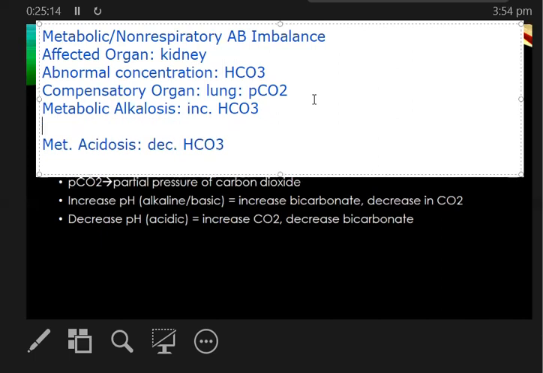What would be the response of the body? The response will come from your lungs. Since it is alkalosis, do you need carbon dioxide? Yes, of course. So the response is to conserve carbon dioxide. You breathe slowly, which we usually refer to as hypoventilation. You conserve carbon dioxide via hypoventilation.